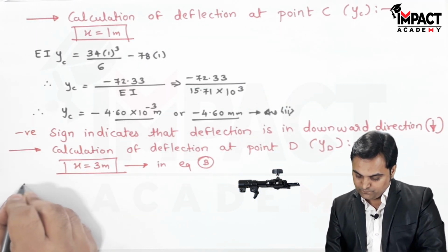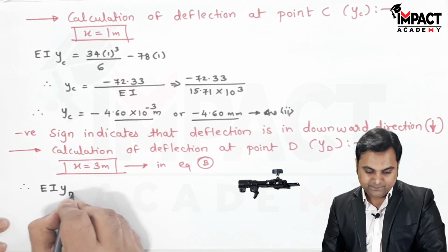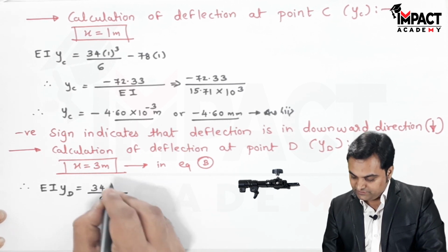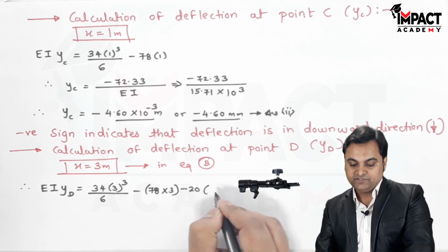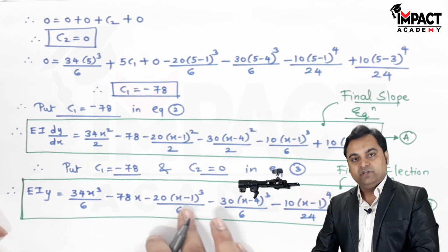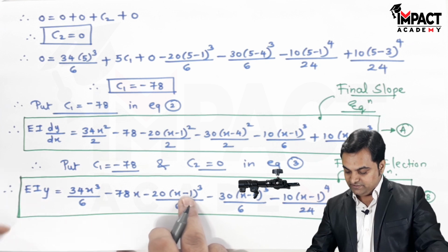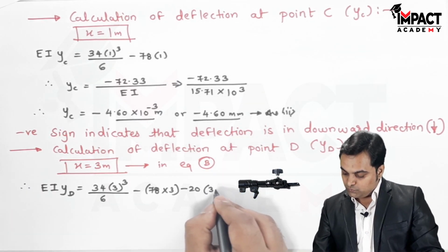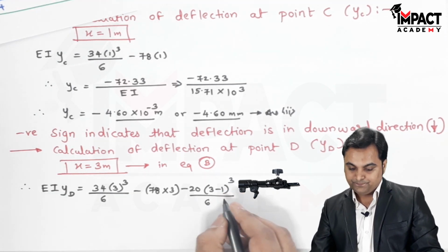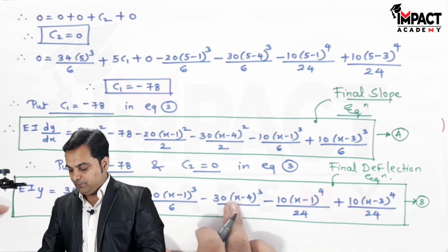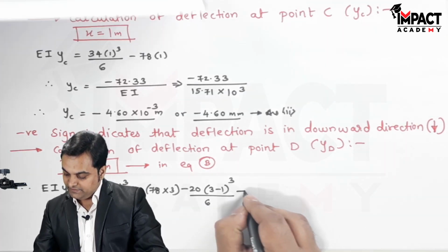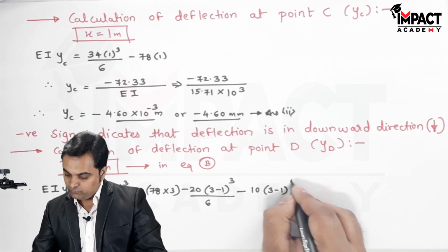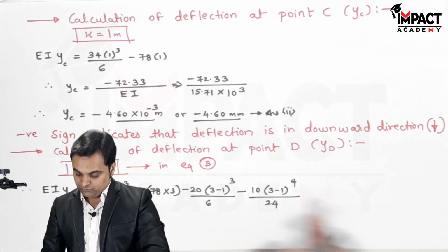EI on the left hand side would be as it is, y suffix d, the deflection. It is 34 by 6. Instead of x, it would be 3. Now again, when we are seeing the brackets, see to it that only those brackets are taken whose values are positive. 0 and negative are not allowed here. So it would be x minus 1, that is 3 minus 1 whole cube by 6. Next, after that, this bracket won't be considered because when I put x equal to 3, 3 minus 4 is negative, it won't be considered. Here this bracket would be taken. So minus 10 into 3 minus 1 raised to power 4 divided by 24. And at last, when I put x equal to 3 here, even this gives me 0, so it won't be considered. We'll write the equation only up till here.